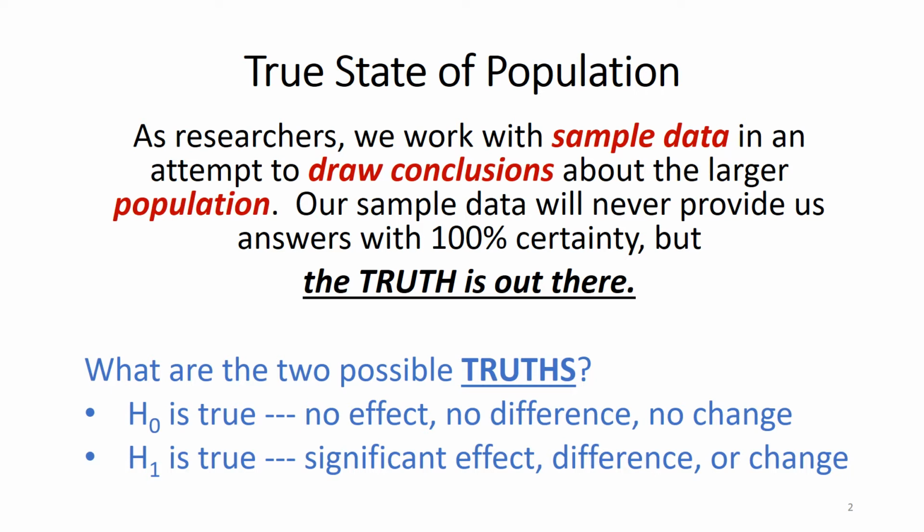Nothing happened, right? So either the null hypothesis is true, or the second of our statistical hypotheses, the research hypothesis, H1, is true. And that's what we want as researchers. We're hoping to uncover significant effects, significant differences, significant changes, whatever it is. So two possible outcomes, either the null hypothesis is true or the research hypothesis is true.